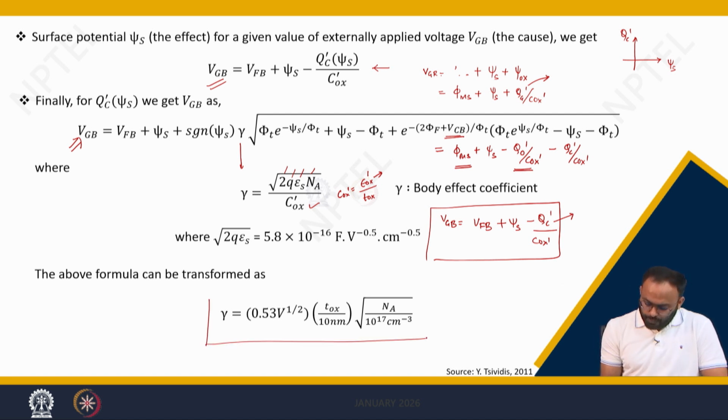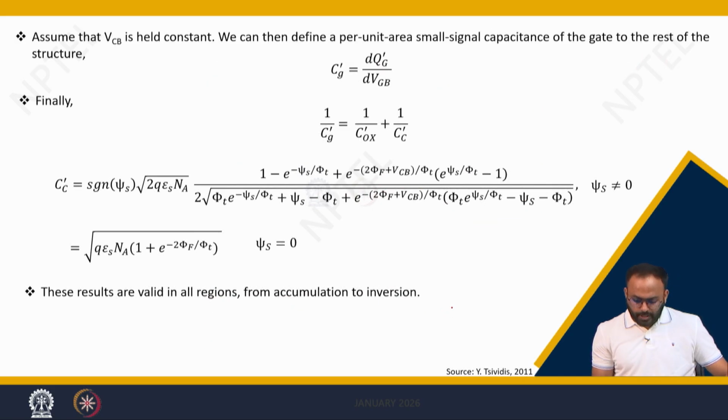We have also proposed a simplified version of gamma by considering all these known parameters, and we said that gamma can be given by this. Let us further see the impact of the VCB in gate charge.